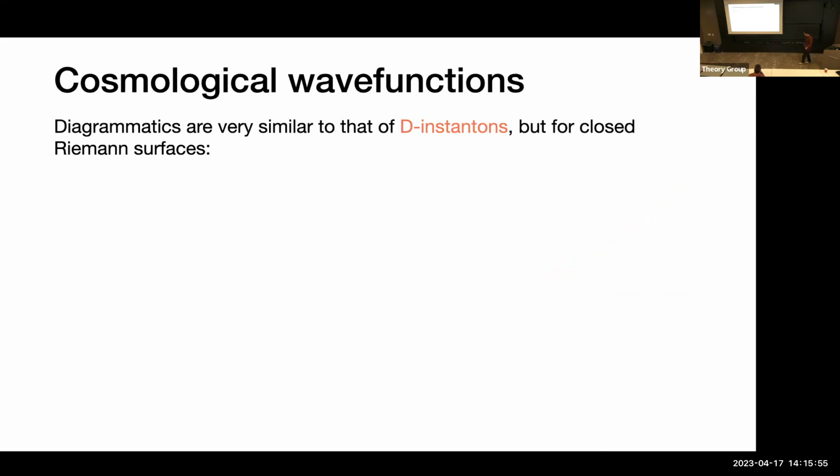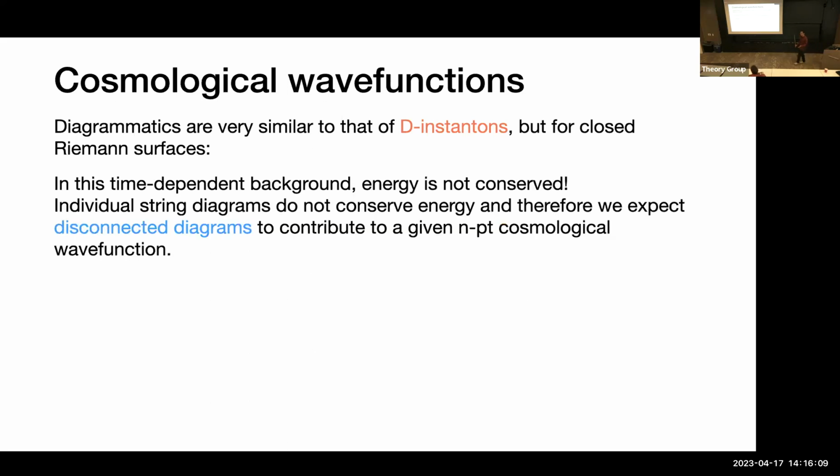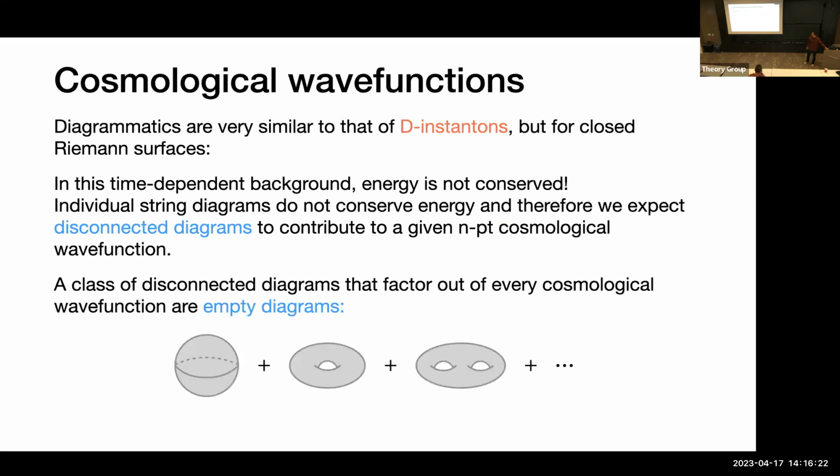Okay, so how do these combine to the actual observables? So to a given cosmological wave function. So again, this is a little bit similar to the instantons, in the sense that individual diagrams don't conserve momentum or energy. So again, we expect that disconnected diagrams again contribute to the same observable. Okay. So for example, a class of disconnected diagrams or empty diagrams like this.